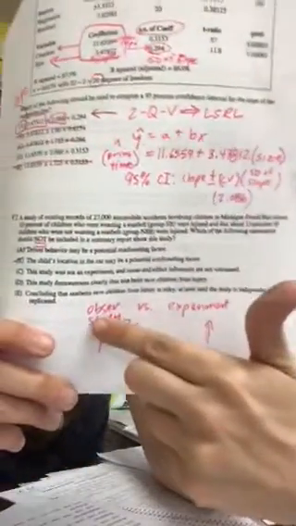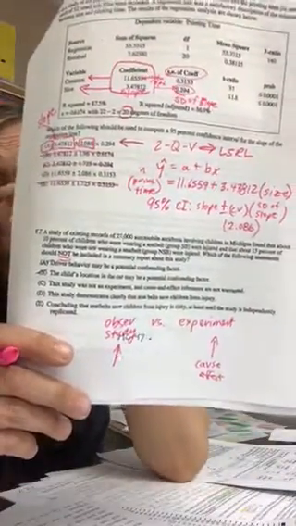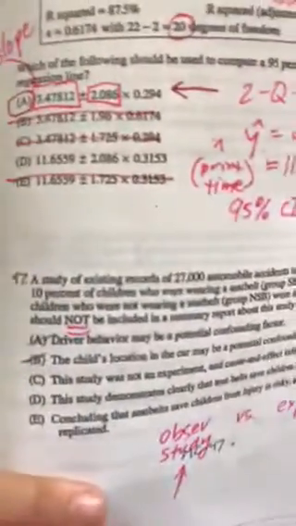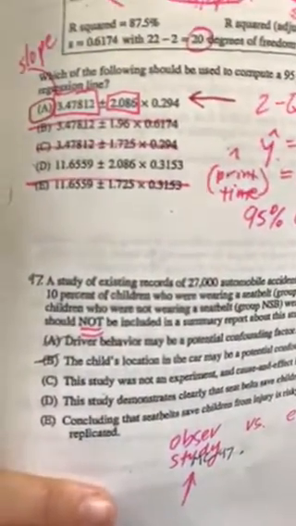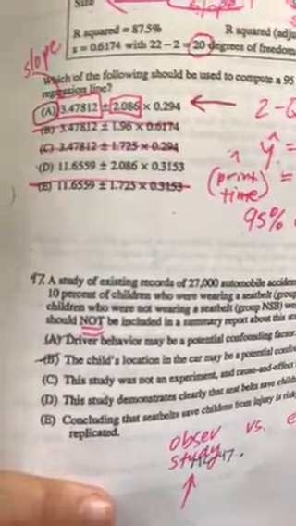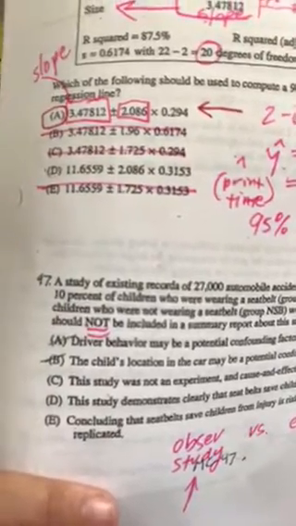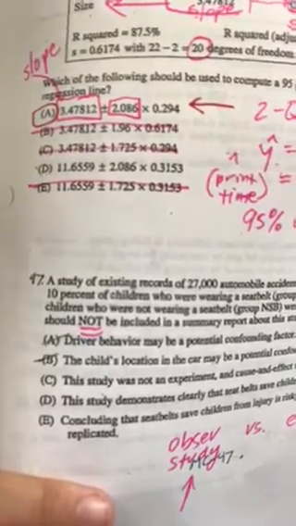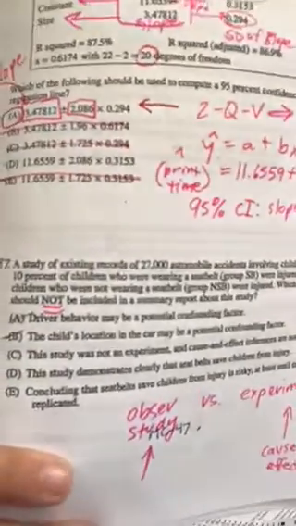So, what did they study? They studied whether or not someone was wearing a seatbelt and if they got in an accident, but that happened after the fact. So knowing that it's happening not in the present tense, but past tense also helps you realize this is definitely an observational study. So what happens in observational studies? Well, the driver's behavior might be a confounding variable, and that's true. The child's location in the car might be a confounding variable. Totally agree. The study was not an experiment, so cause and effect is not warranted.